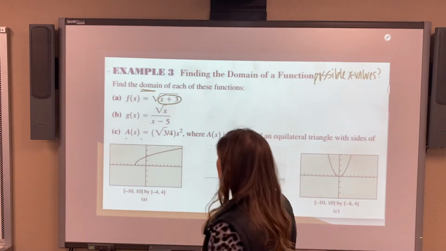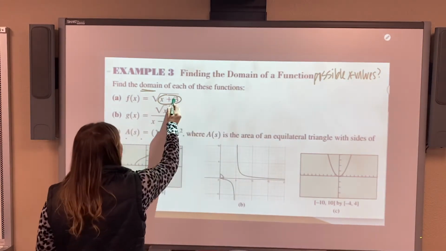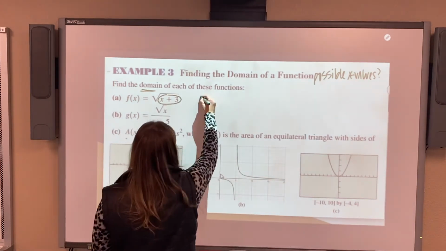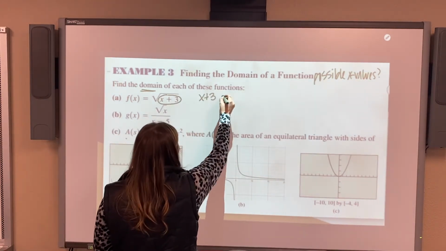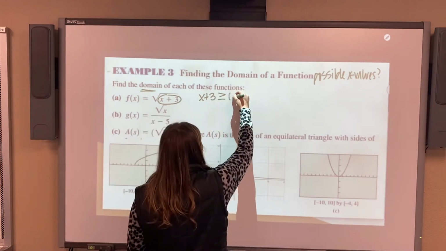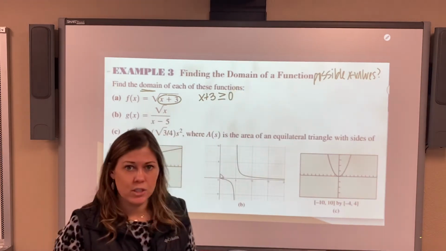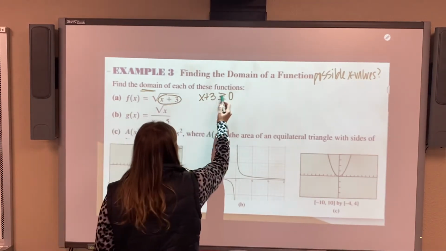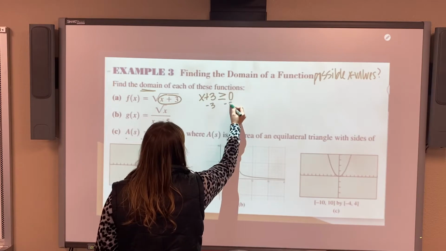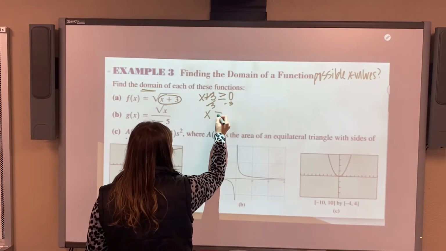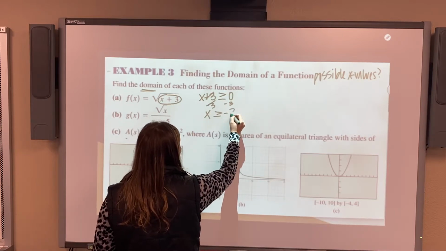So algebraically, if we look at A, we know that this cannot be a negative number. So that X plus 3 has to be greater than or equal to 0. Because underneath it, we can take a 0. Square root of a 0 is just 0. So this right here underneath needs to be greater than or equal to 0. If we solve for X, subtract 3. This is saying all of our X values have to be greater than or equal to negative 3.